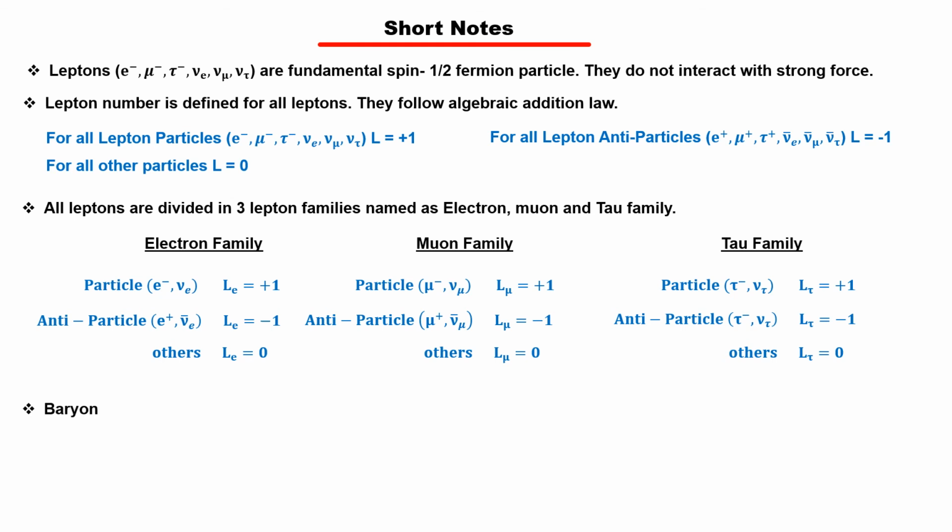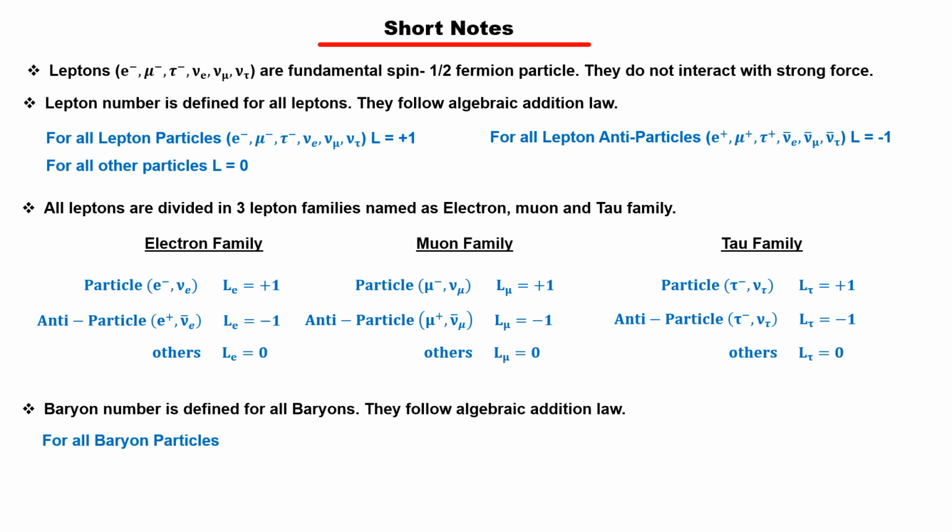Baryons are fermions which do interact with the strong force. For all baryons, a baryon number has been defined which follows the algebraic addition law. The baryon number of a baryon particle is +1 while the baryon number of an anti-baryon particle is -1. Particles that are non-baryonic have baryon number 0. In any nuclear reaction, baryon number should remain conserved.